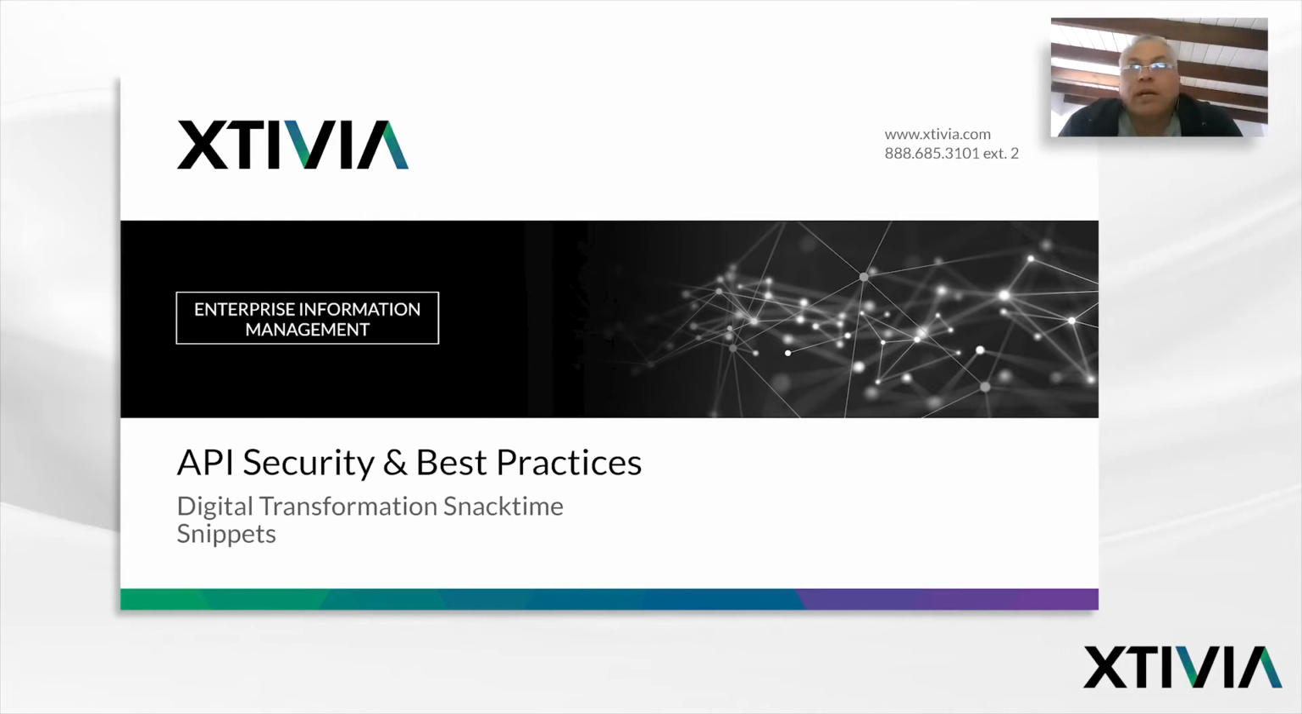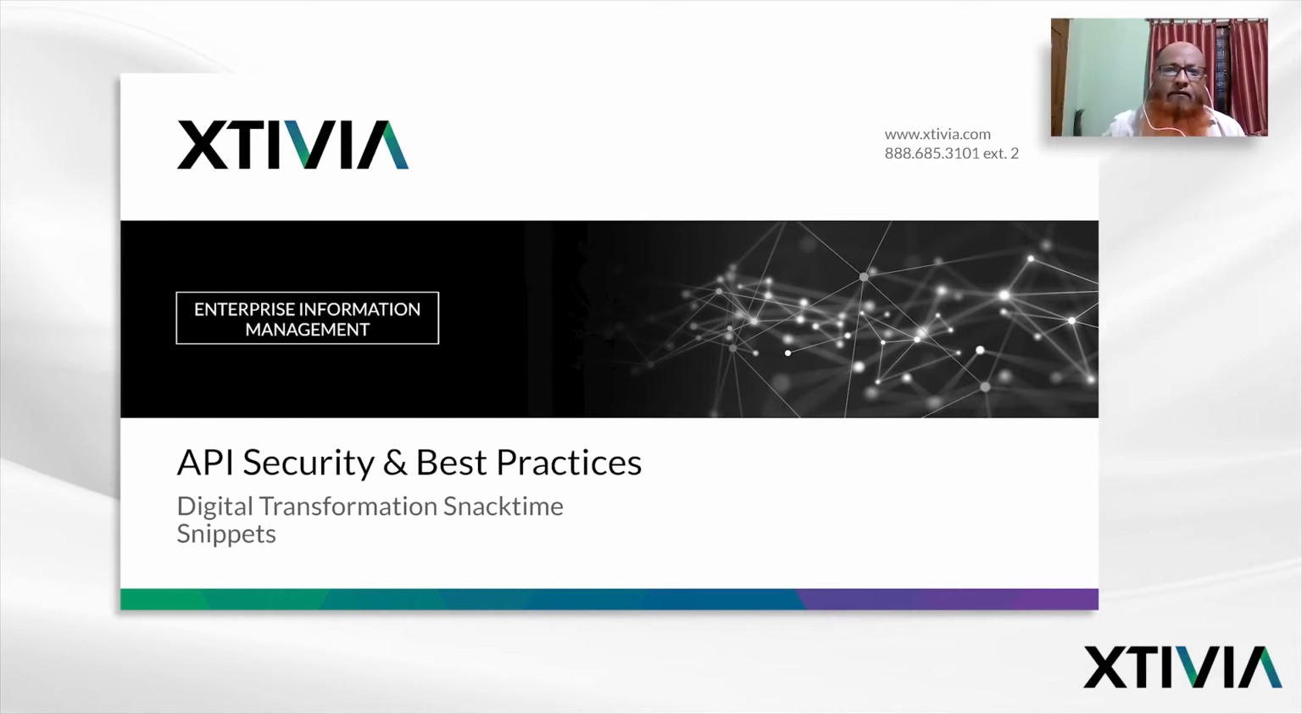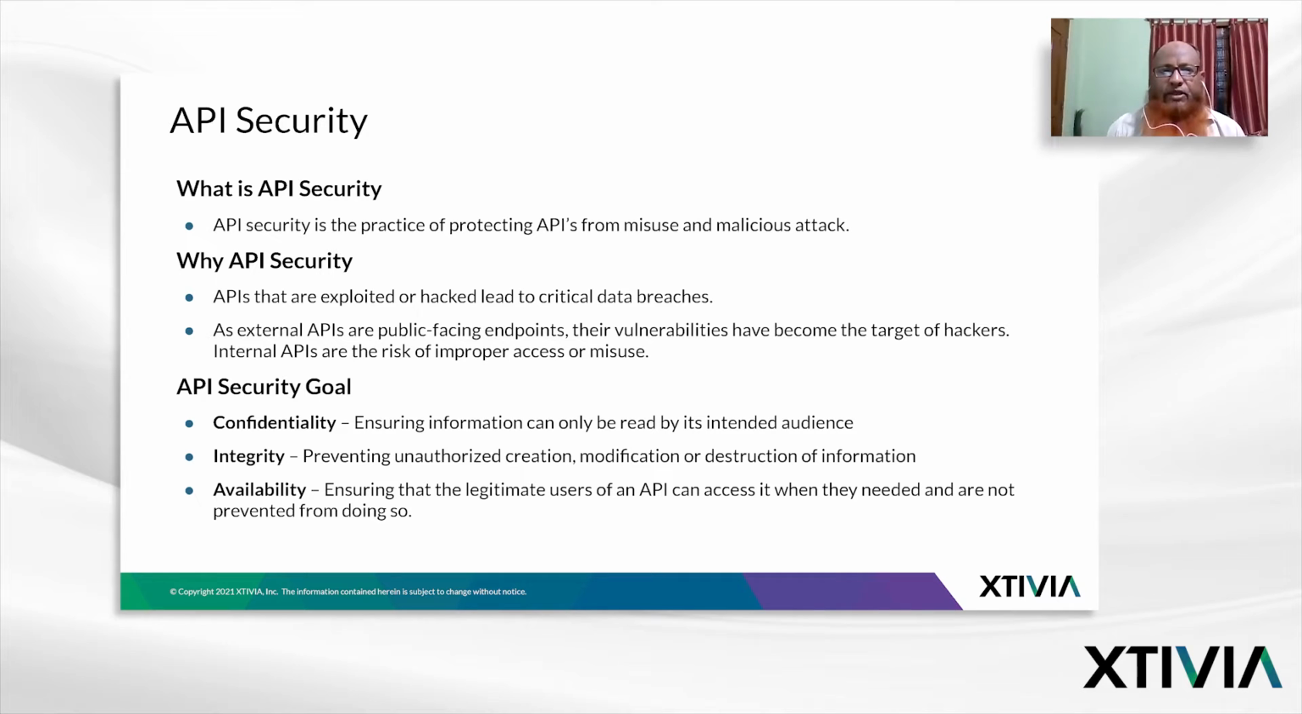So today, this morning, I'd like to talk a little bit about API security. The first question everybody has in their mind is, what is API security? So Naeem, can you tell us what is API security, and why do we have API security? Well, Bill, thanks. API security is the practice of protecting APIs from misuse and malicious attack. This is a straightforward definition.